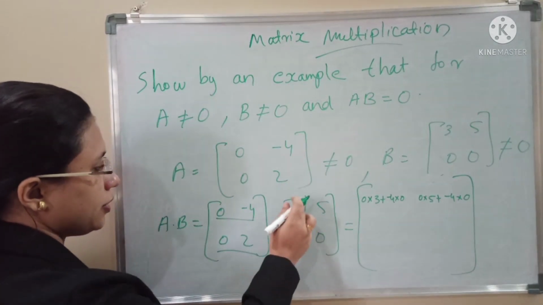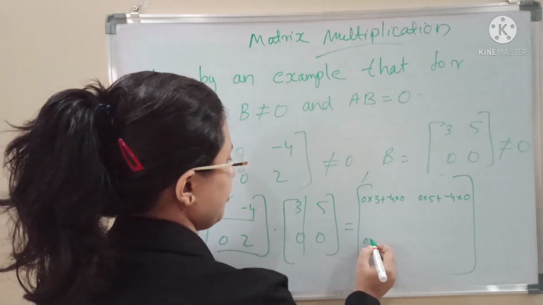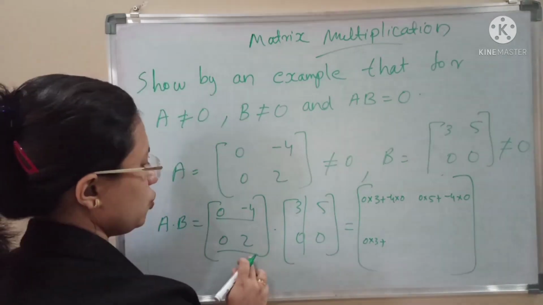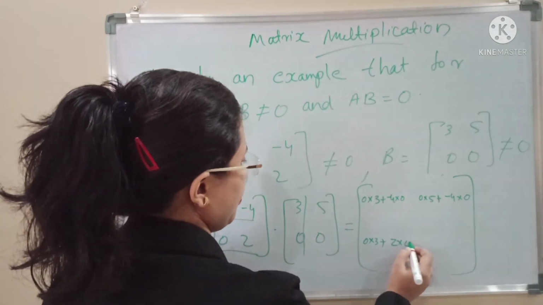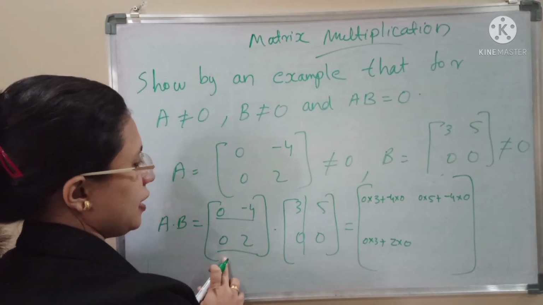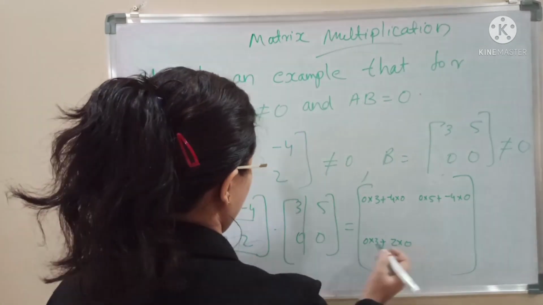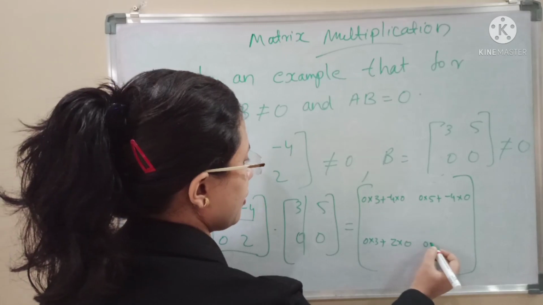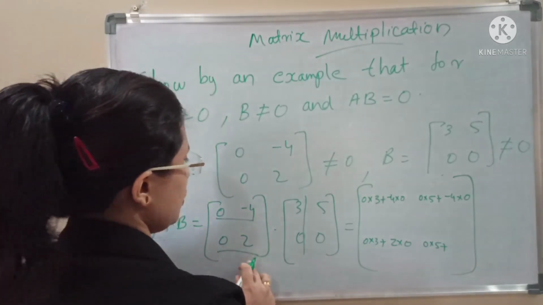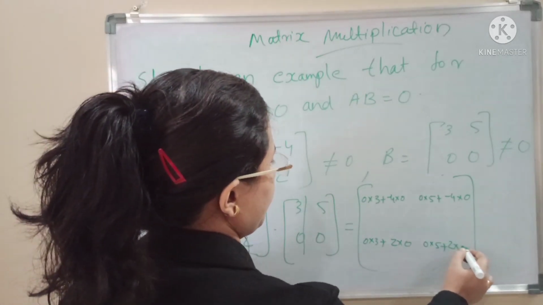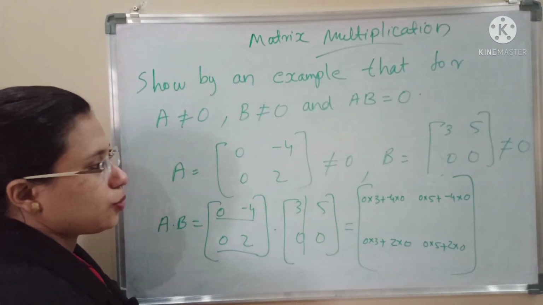Take the second row, first column, 0 into 3 plus 2 into 0. Again same second row and second column, 0 into 5 plus 2 into 0. So what is the answer?